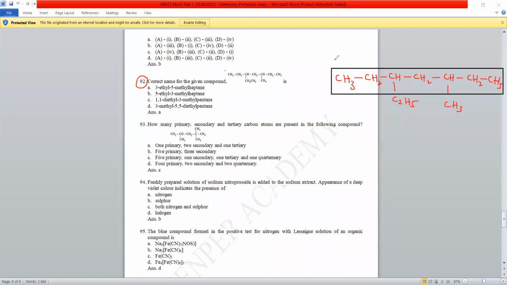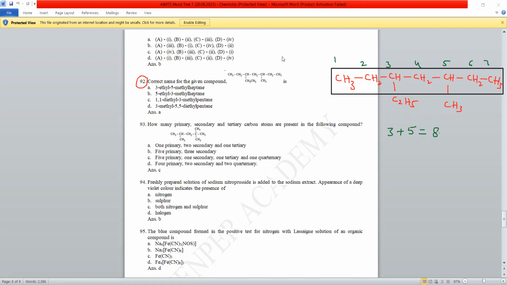So I'm numbering from left to right: 1, 2, 3, 4, 5, 6, 7. According to the lowest sum rule, at what positions are the substituents located? At the 3 position, 1 ethyl group is there, and at the 5th position, 1 methyl group is there. 3 plus 5, we are getting 8 by the lowest sum rule.